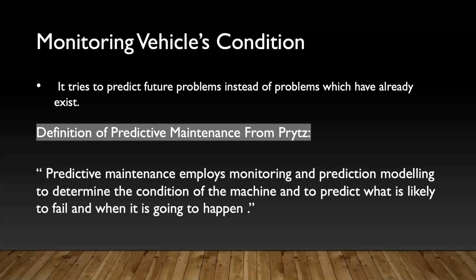Next step is monitoring vehicles' condition. Predictive maintenance is the most promising type of maintenance. It tries to predict future problems instead of problems which have already existed. The definition of predictive maintenance from Pritz in 2014 says predictive maintenance employs monitoring and prediction modeling to determine the condition of the machine and to predict what's likely to fail and when it's going to happen.